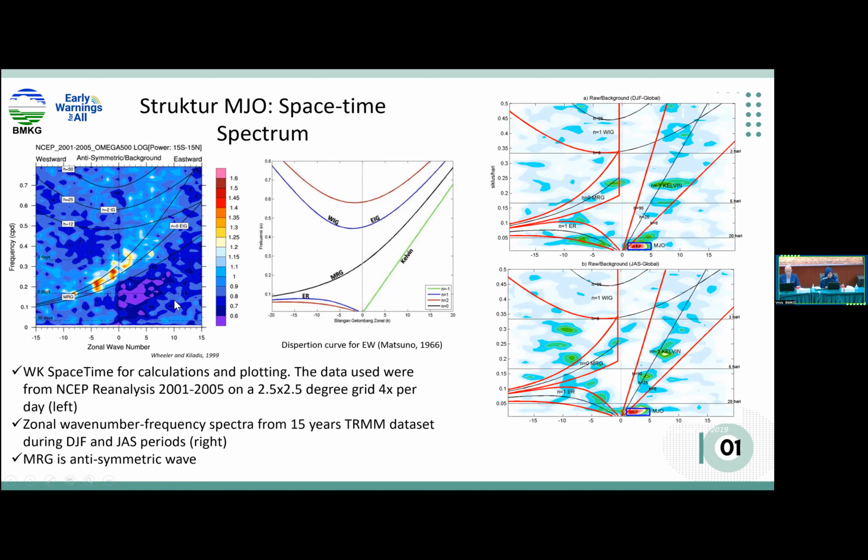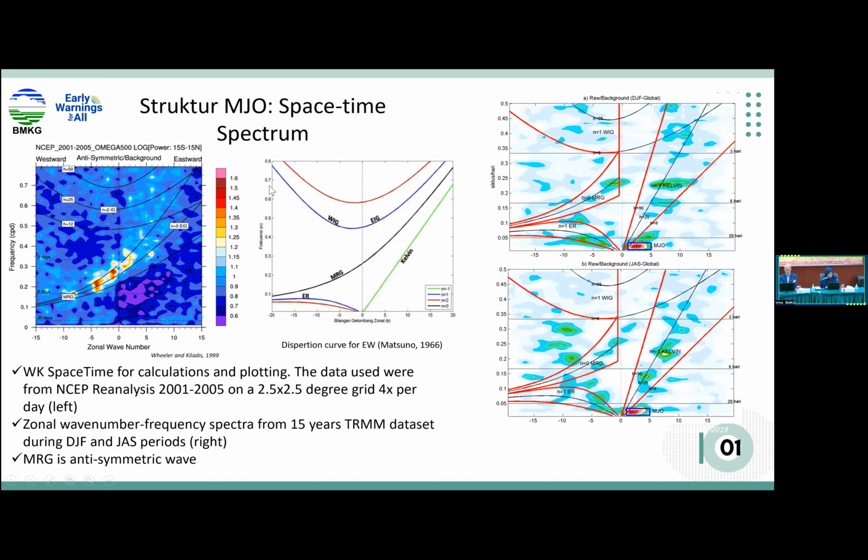The data used were from NCEP reanalysis from 2001 until 2005 on a 2.5 degree grid with 4 times per day. This is for the left panel. The horizontal axis is zonal wave number, and the vertical axis is frequency.